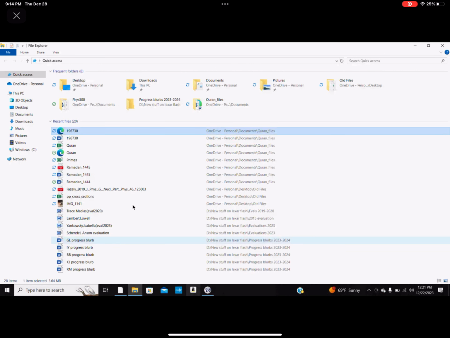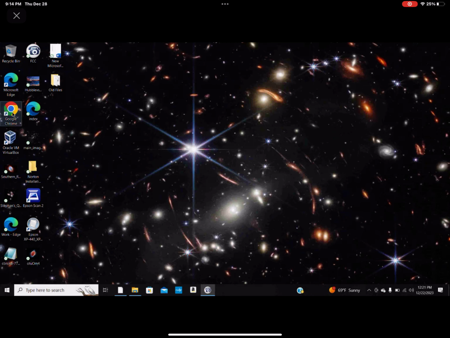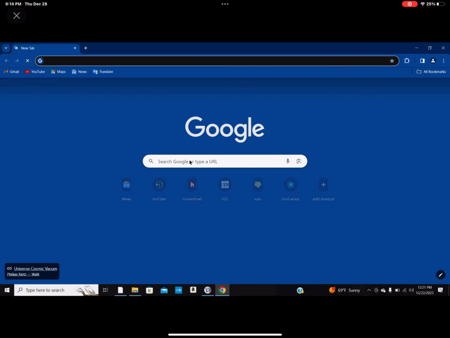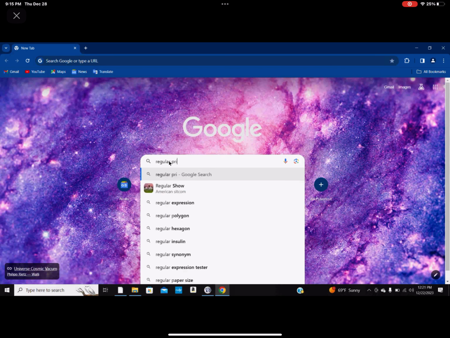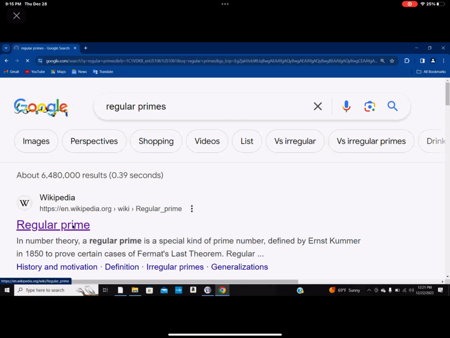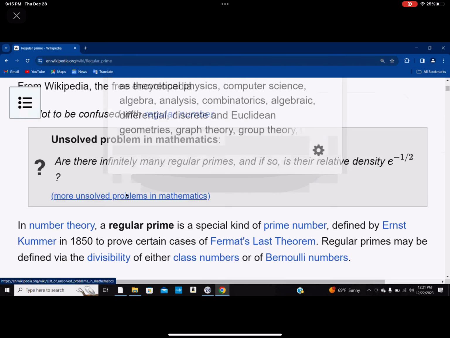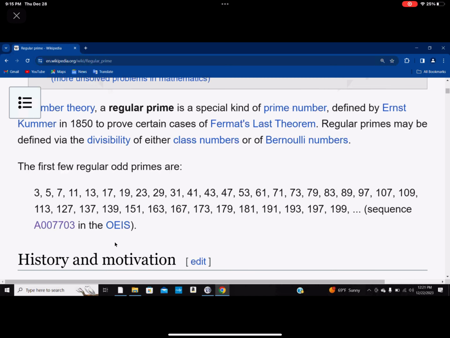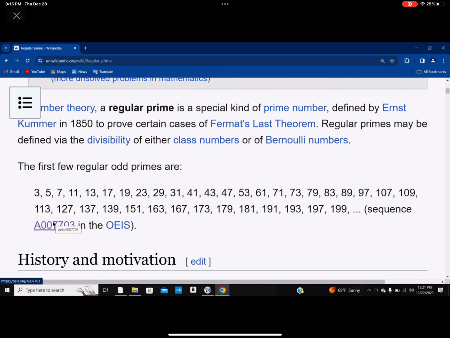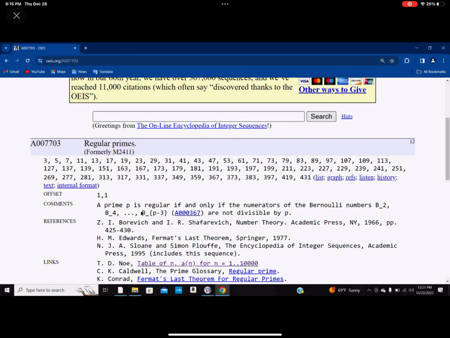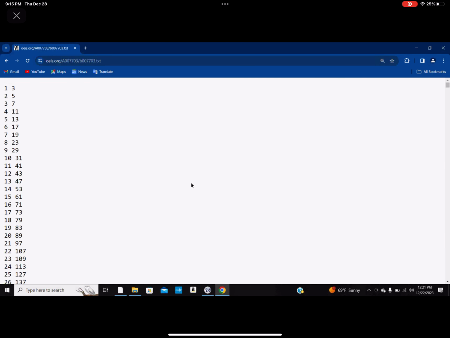There is this thing on the... let me just go ahead and show you this, because regular primes. So this Wikipedia, it says regular prime. So you click on it and come down here, and there it is. You click on this, and then it says all of these regular primes 1 to 10,000. There are 10,000 of them generated.